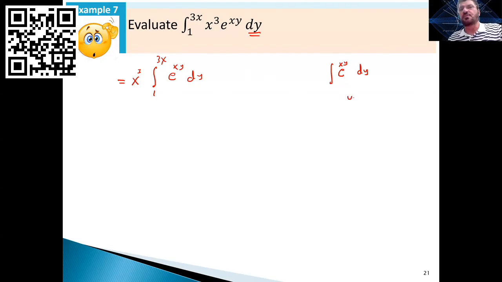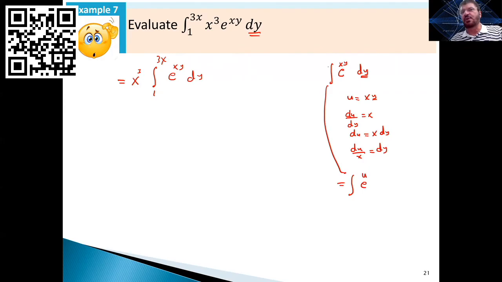What do we do? Let u equal x times y. I'm going to differentiate with respect to y. What's the derivative of y? 1. So what's left? x. So what's du? It's x dy, right? I have only dy, so I'm going to divide by x. So du over x is equal to what? dy. So what's my integral going to be? It's e to the u, and dy is what? du over x. x can be easily kicked out because I'm integrating with respect to y. Clear? So this is 1 over x.